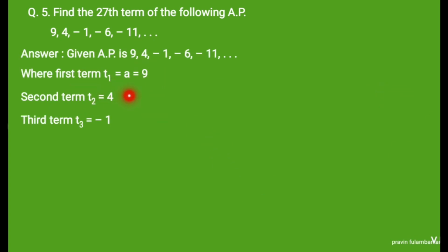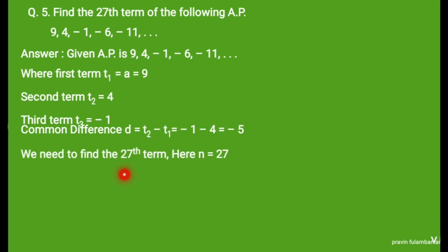The first term is T1, which is 9. So A equals 9, T1 equals 9, T2 equals 4 and T3 equals minus 1. First we find the common difference. Common difference D equals T2 minus T1. Here we can write in place of T2 minus T1, T3 minus T2. So we get minus 1 minus 4, which equals minus 5.